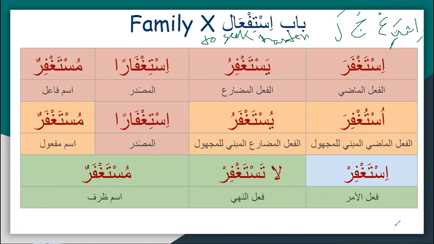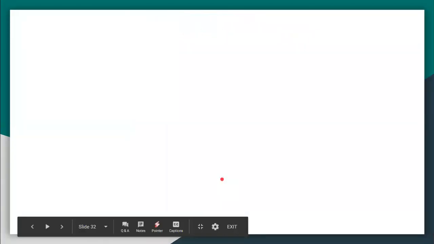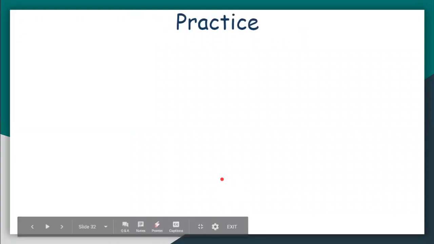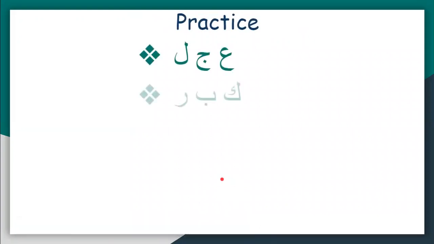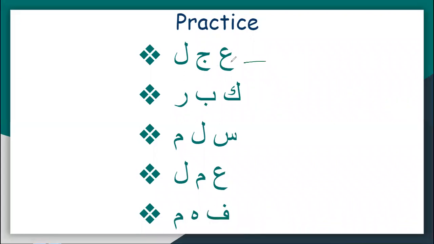Okay. So you have to practice with some words. There is nothing more to teach you guys; it's just to introduce you to the family, and the rest you have to do by yourself. Let me give you the meaning and you can practice. So Ain, Jim and Lam: istirjala. Istirjala means to seek hastily.